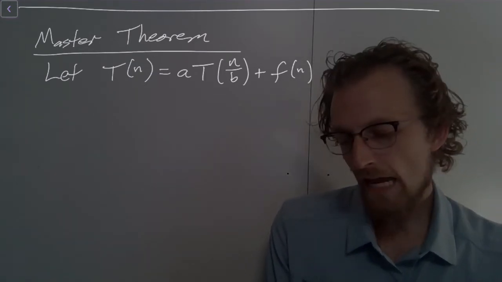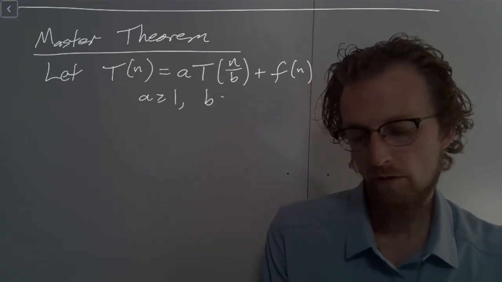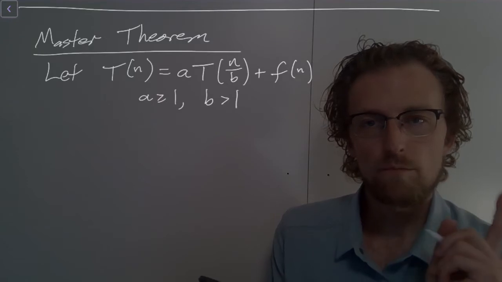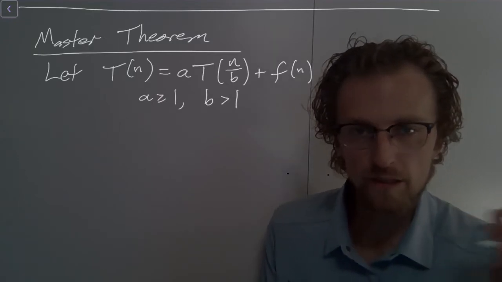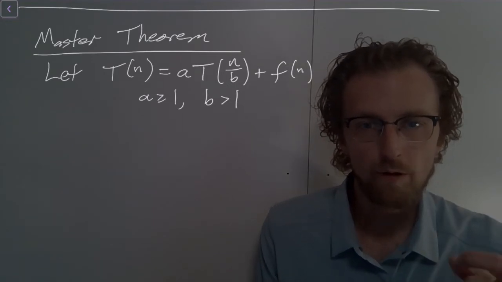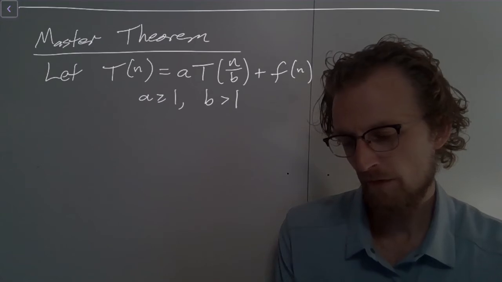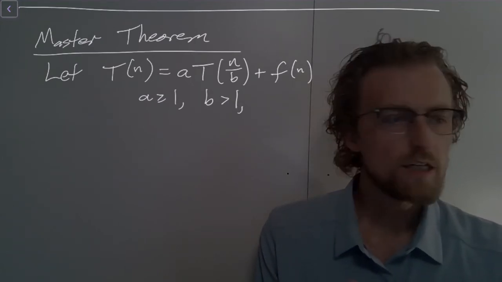And so a here is greater than or equal to 1. B is strictly greater than 1. Pause for just a moment and think to yourself why b has to be strictly greater than 1 rather than greater than or equal to 1. What would go wrong if b were equal to 1? And then we're going to define the following.